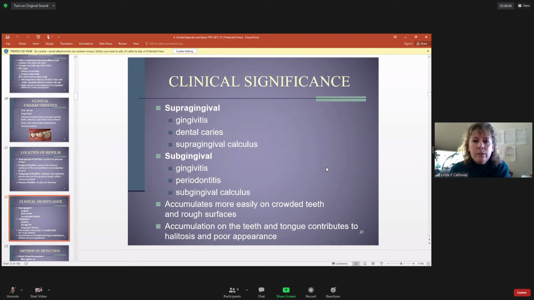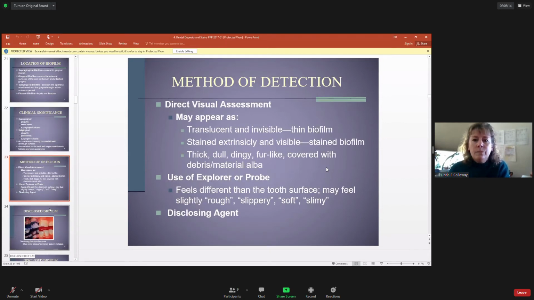This is the clinical significance. You guys can read that. I've kind of alluded to all of those things. It can be translucent, right? That's why we disclose it pink, because the patient doesn't even know the extent of their plaque. They have never seen the extent of it until we turn it pink with our disclosing.